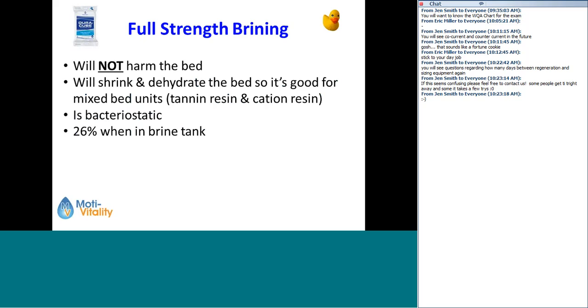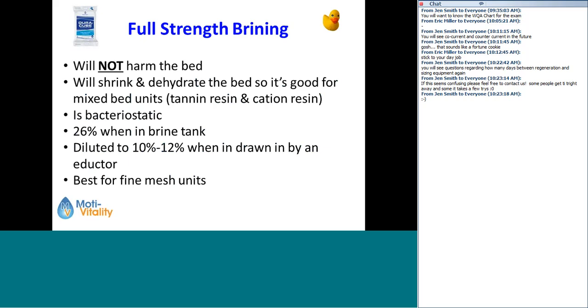26% brine or salt is considered a full-strength brine. If it's brought in by an eductor, then it's usually diluted to 10 to 12%. You get a higher regeneration percent, or a higher percentage of brine, with countercurrent regeneration than you do with co-current because of that freshwater freeboard area. But a full strength brining is definitely going to be best for fine mesh units.